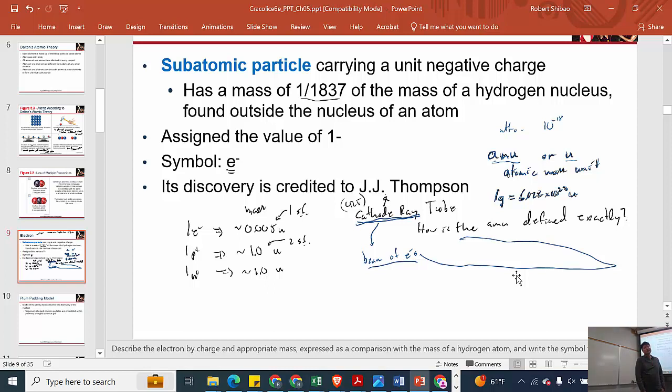And the answer is nothing. There's nothing that weighs exactly 1 U. And so what do we do in that case? Is it defined? Well, what we do is something similar to this.